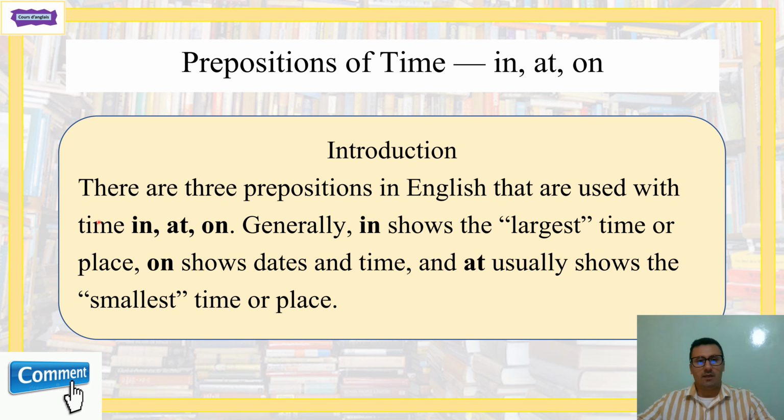Introduction. There are three prepositions in English that are used with time: in, at, on. Generally, in shows the largest time or place. On shows dates and time. And at usually shows the smallest time or place.